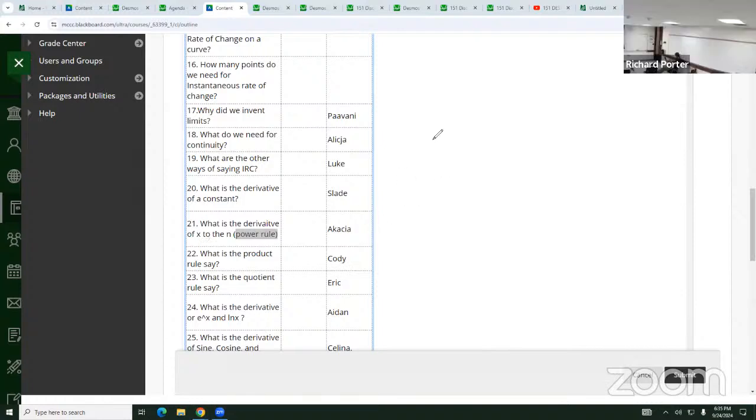Okay, so Acacia, back to the power rule. Look it up. Look at the thing. N times x to the n minus 1. That's it. That's the power rule.